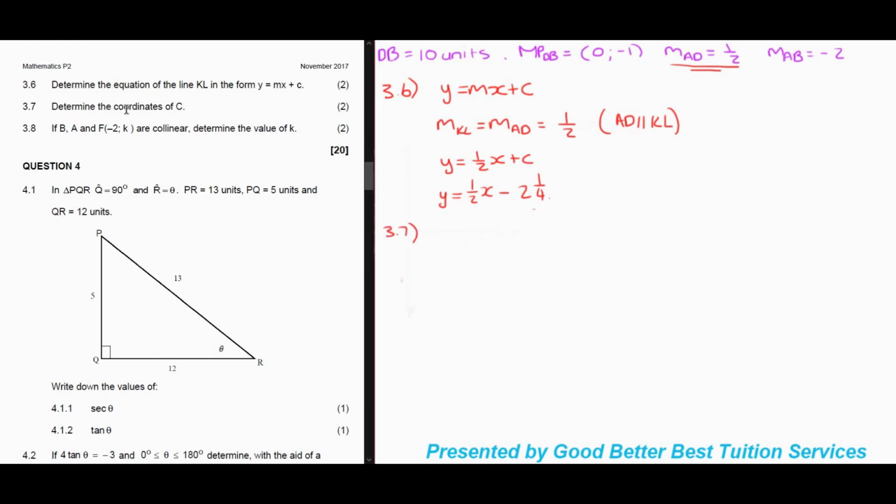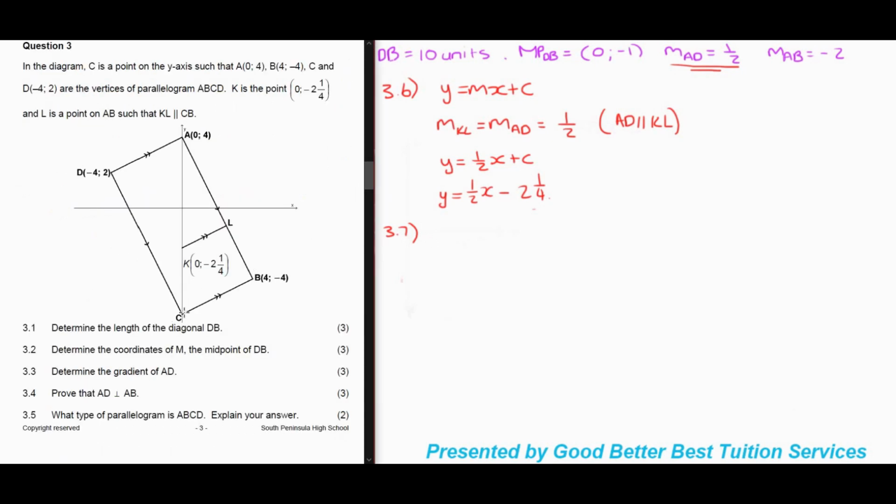Now let's look at our next question, which is 3.7. It says determine the coordinates of C. So we're trying to find the coordinates of C down here. This is one of those where we can solve by inspection. We know that CB is parallel to AD, or BC is parallel to AD, whichever order you want to say it. We can look at the behavior of the coordinates between these two lines.